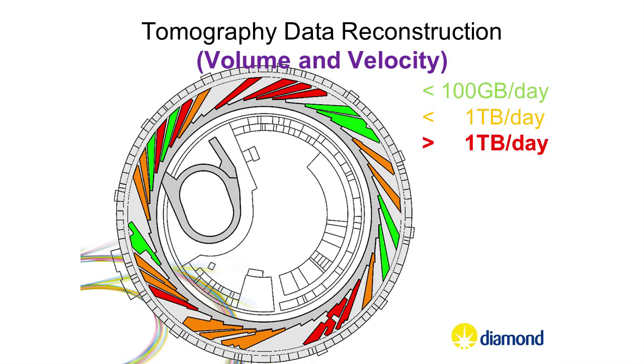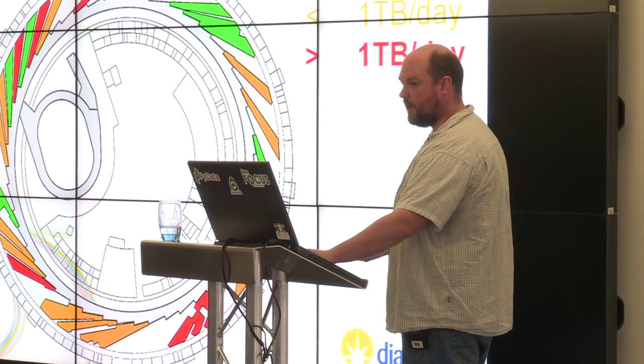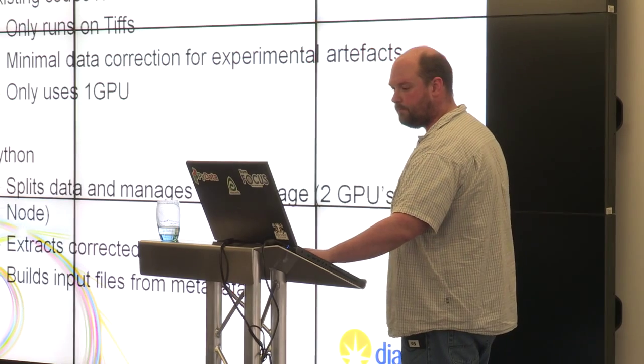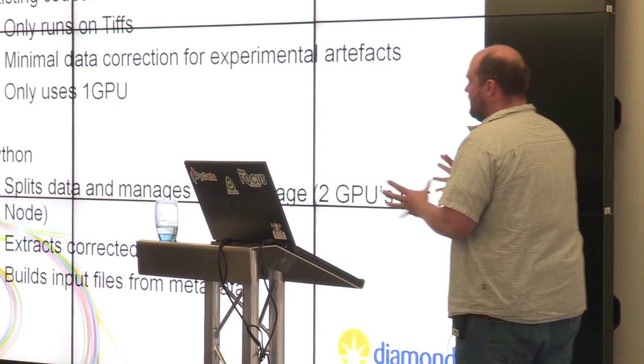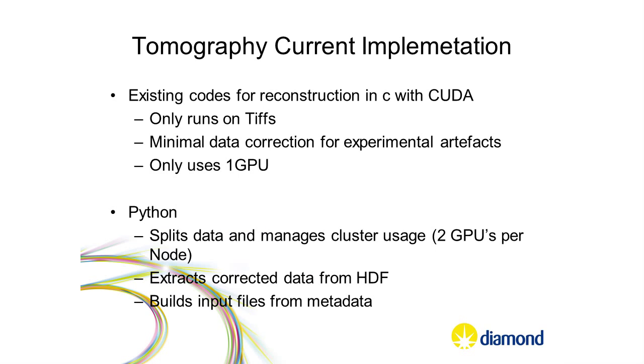So finally, I'm going to talk about tomography data reconstruction. This is mainly volume and velocity. The problem with these guys is that they collect maybe 100 gigabytes per data set, and it gets reconstructed to about 100 gigabytes per data set as imaging data. So once again, we're in a very similar situation to MX. We've got some C code that uses CUDA to do the reconstructions, but it only runs on TIFFs, it only uses one GPU, it doesn't really correct for all the experimental artifacts properly.